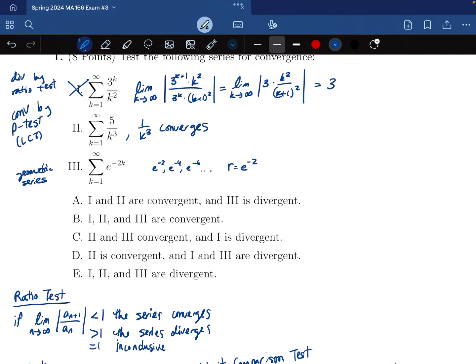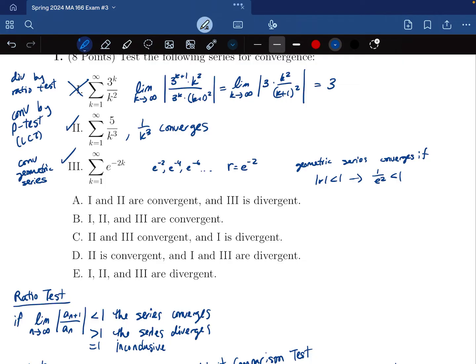And a geometric series converges if the absolute value of r is less than 1. In this case, r is 1 over e squared, which is less than 1, so that means that this series converges as well.